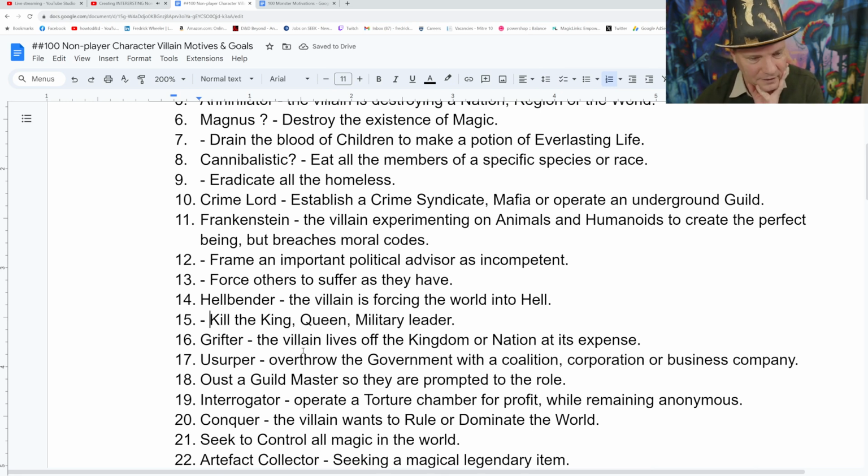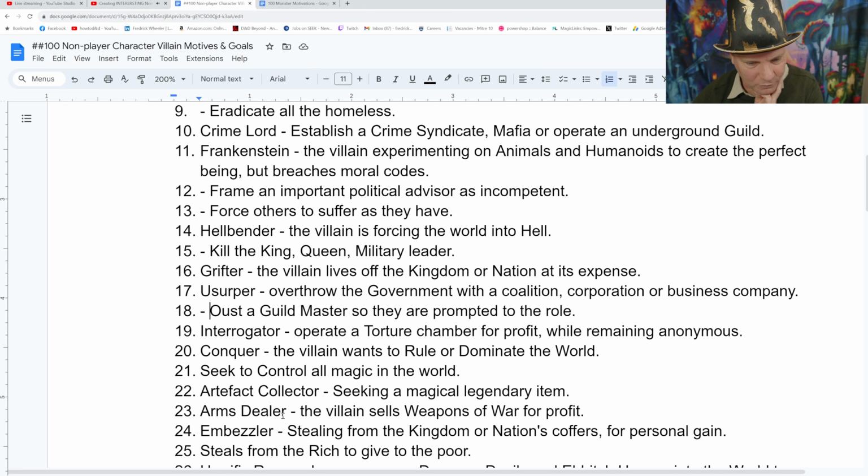Grifter, the villain lives off the kingdom or nation at its expense. Usurper, overthrow the government with a coalition, corporation, or business company. Oust a guild master so they are promoted into the role. I feel like there's a few here that are very similar in nature. We don't have a tag name for that. Interrogator, operate a torture chamber for profit while remaining anonymous. Conquer, the villain wants to rule or dominate the world.